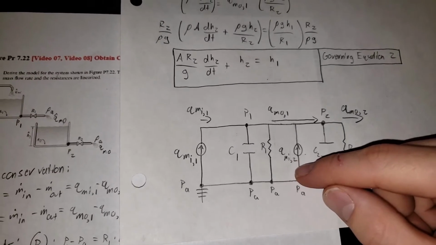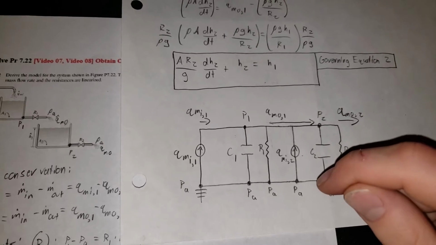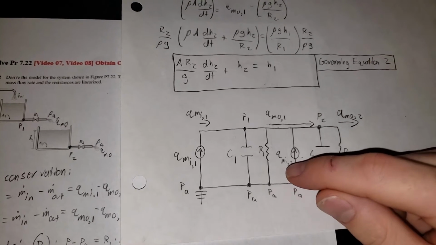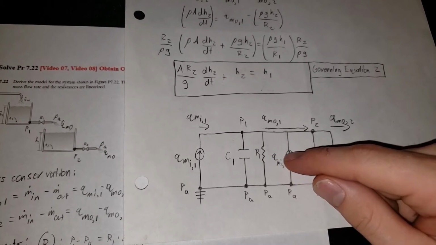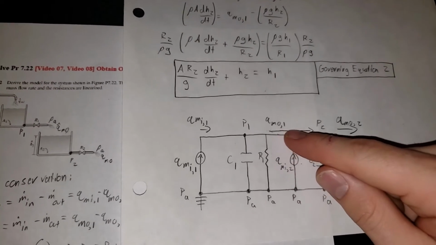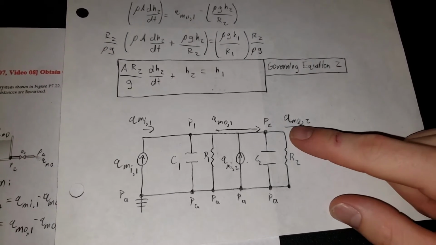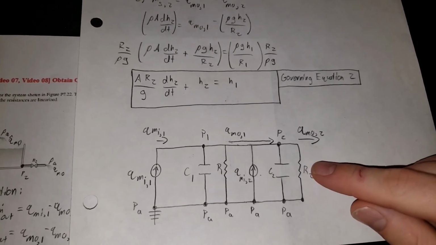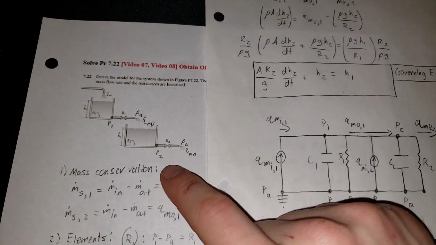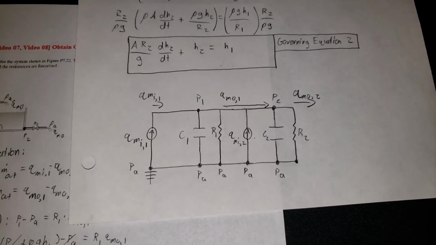You can see that we will have this QMIN2 right here, which the mass flow rate of this will equal QMO1. And finally, we will have a QMO2 coming out of the top of the resistor 2, as seen right here. And that is the equivalent electrical circuit.